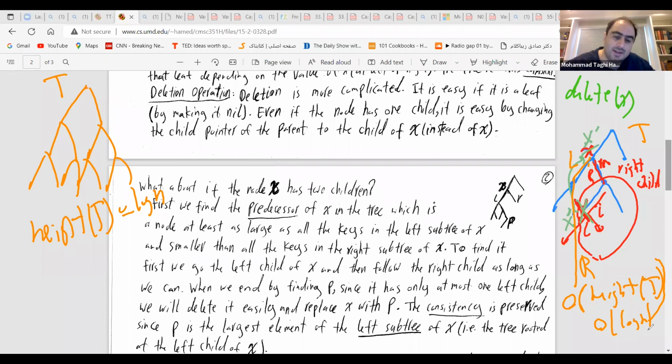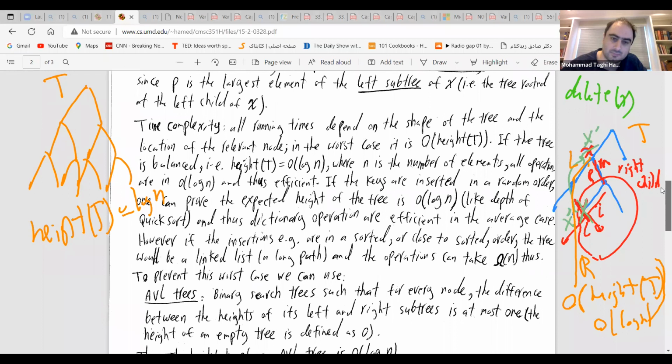So the same thing here. We know that if the keys are inserted in a random order, so if you have some keys that you want to put in, you randomly permute them and then insert them, then the expected height of this tree is log n, and it is very similar to quicksort.